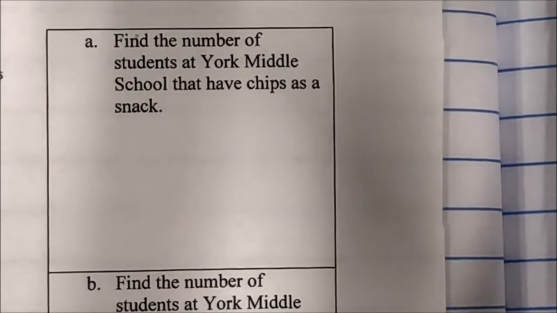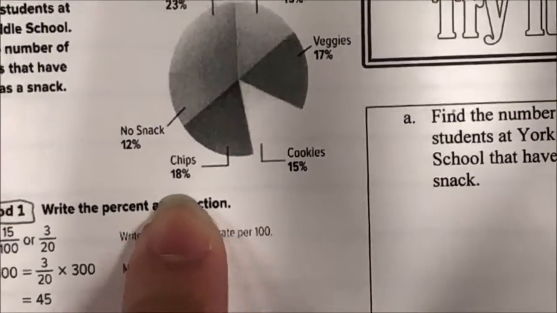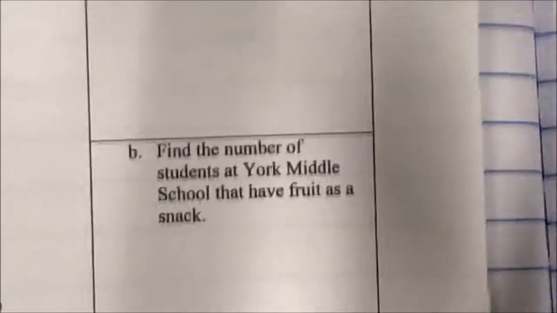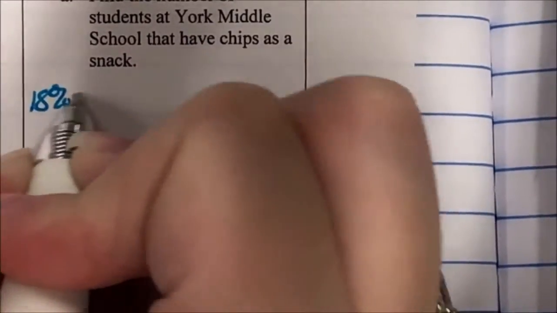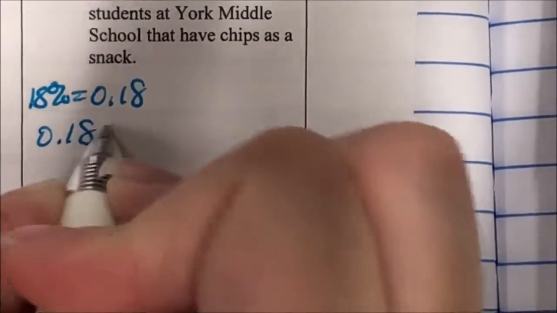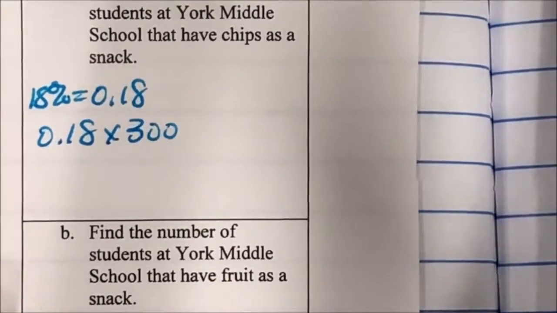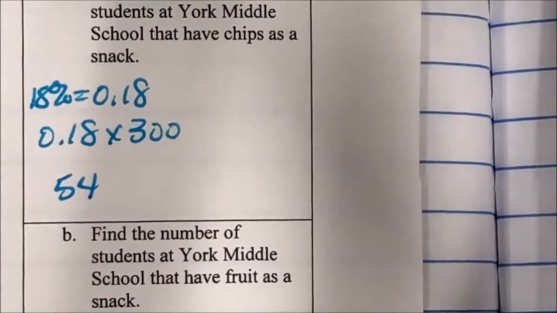The first one says, A, find the number of students at York Middle School that have chips as a snack. I'm going to look at my wheel. Chips is right here, it's 18%. I'm going to just use it as a decimal. So 18% becomes 0.18. Still 300 students. So I'm going to take 0.18 times 300. And that gives me 54. So there are 54 students that like chips as a snack.